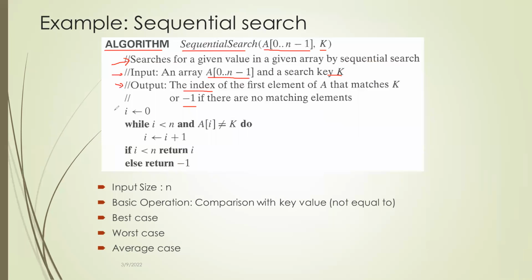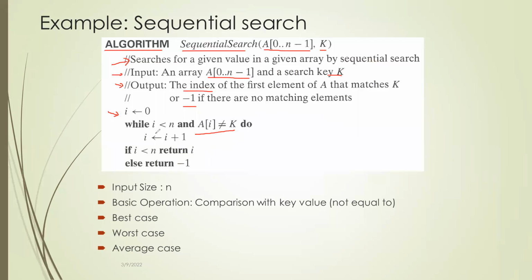Here the logic starts. In the logic, I have to search the entire array one by one. So I have to use a while loop, and I am going to use a counter variable i, which initially is 0. Then I have to check whether A of i is equal to K. If it is equal to K, then you can stop the process. If it is not equal to K, then increment i by 1.